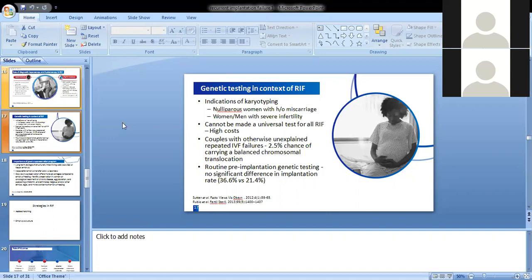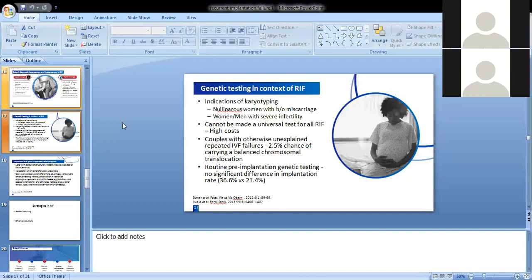So, in this context of genetic testing, another thing which we often counsel or discuss with the patient is pre-implantation genetic testing, that is PGT or PGS, pre-implantation genetic screening. I have mentioned earlier that regarding embryo quality, to get a successful pregnancy, we need a euploid embryo. More chance of aneuploid embryo, more chances of failure. So does pre-implantation genetic testing or PGS routinely for a patient with RIF improve outcomes?